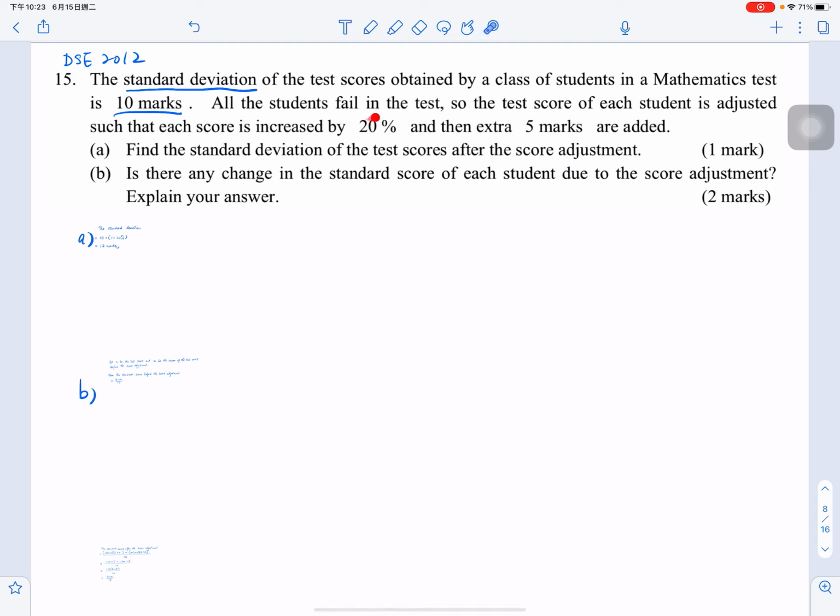All the students' test scores are adjusted such that each score is increased by 20% and an extra 5 marks are added. That means not only increase 20%, but 5 more marks are added. So now let's see. It asks you to find the standard deviation of the test after score adjustment.